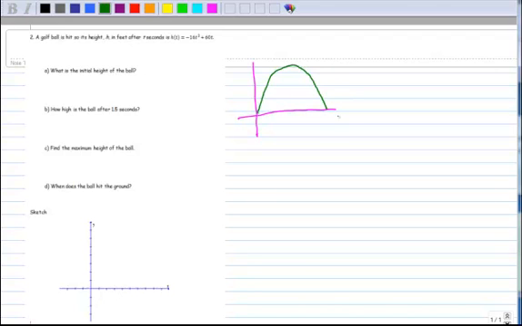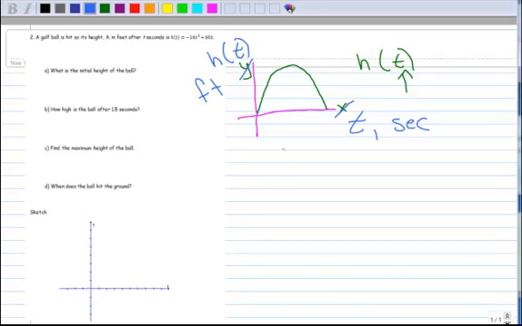The axes here, even though this says x and this says y, my function is h of t. So that means t is my independent variable, so we're going to let this be t. H of t is my dependent variable, so this is going to be h of t. t is time, in seconds. h of t is height, in feet. It's intuitive that as time goes on after you hit the ball, the golf ball gets to a certain height in feet and then comes back down.